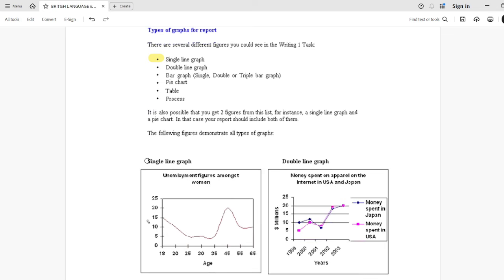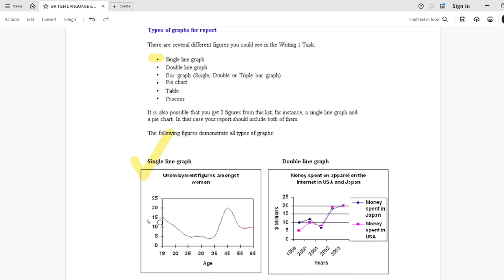The first one is the single line graph. As you can clearly see here, it has one single line. Okay, so you have to say the given graph represents, okay, a single line graph represents the unemployment figures among women. Okay, you have to write down the name, the single line graph.